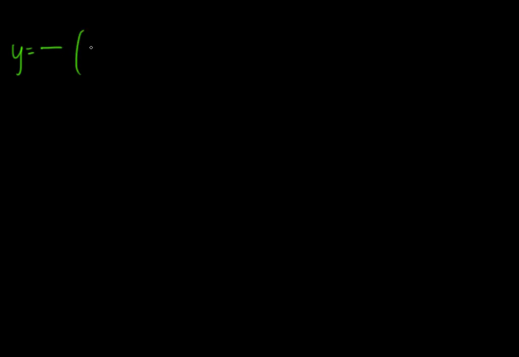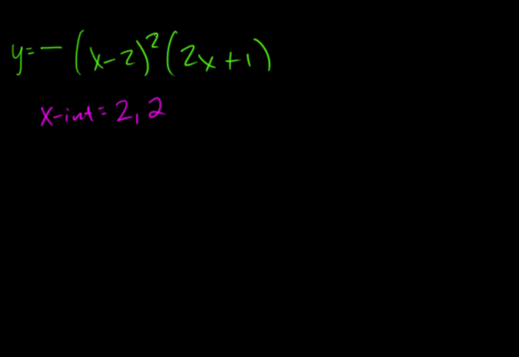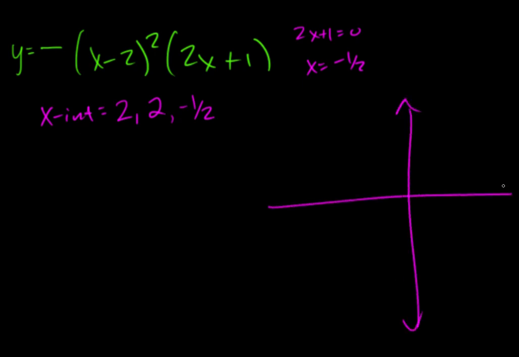So we have y equals negative (x minus 2) quantity squared times (2x plus 1). Okay, so these x-intercepts, we'll start with those again. We're going to have a 2 at 2 because it's squared. And I'll explain what that means in a minute. This one, if we do 2x plus 1 equals 0, we end up with x equals negative 1/2. Okay, those are our x-intercepts. We're going to plot those. So something's going to happen there, and then negative 1/2 is about right there.